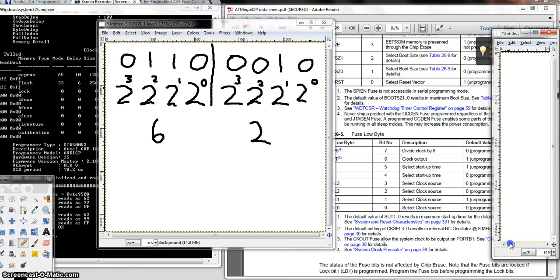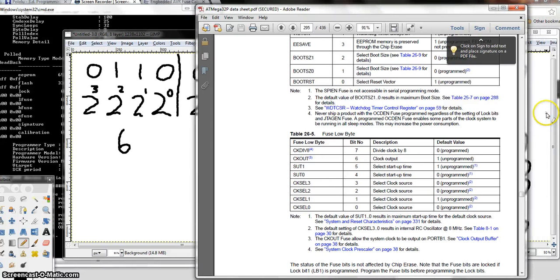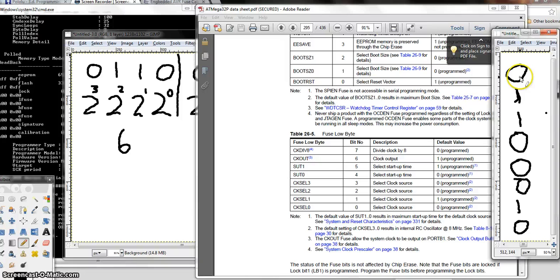Alright, so let's go over here and look at our byte settings. We got a 0 on the first one. Remember, when a bit is enabled, it's a 0, and when it's not enabled, it's a 1. So in this case, bit 7 is enabled. This is our clock divider bit, which makes sense because from the factory we're using the internal oscillator, and they use that divide by 8 for the internal oscillator, so that's set.